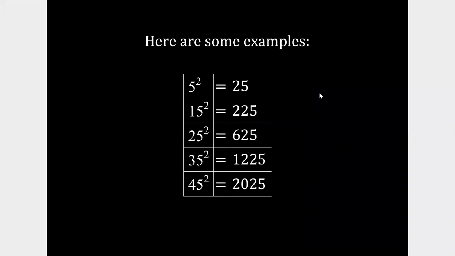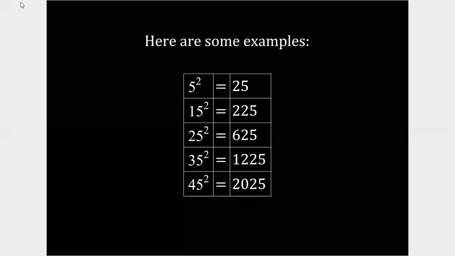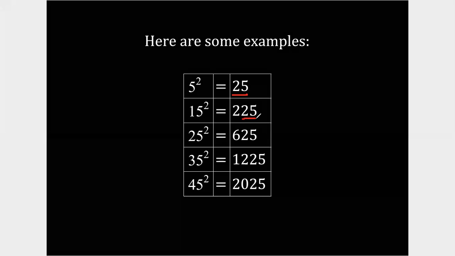Right? So let's take a look at some examples of numbers that end with 5 that are squared. So we have 5 squared equals 25, 15 squared equals 225, 25 squared equals 625, etc. Now, what do the numbers in the right-hand column have in common? Well, you'll notice that they all end in 25. So we see this pattern, and it's pretty safe to assume that for any number that ends in a 5, when it's squared, the last two digits are going to be 25.